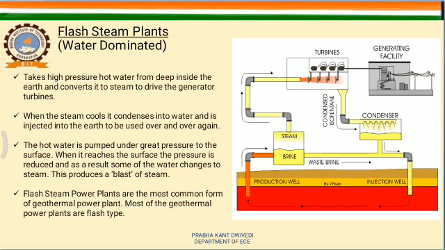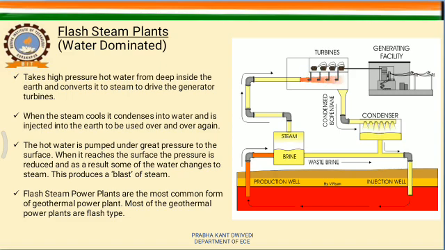This steam then passes through a turbine. The turbine converts this energy into mechanical energy. A generator coupled with the turbine converts this mechanical energy into electrical energy. And after passing through the turbine, the vapor passes through the condenser, where it is condensed into water and injected back into the ground through the injection well.